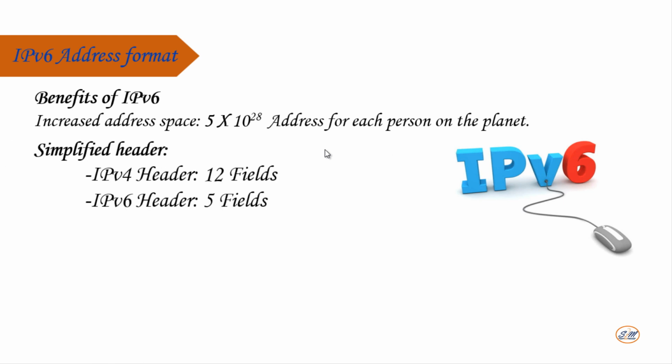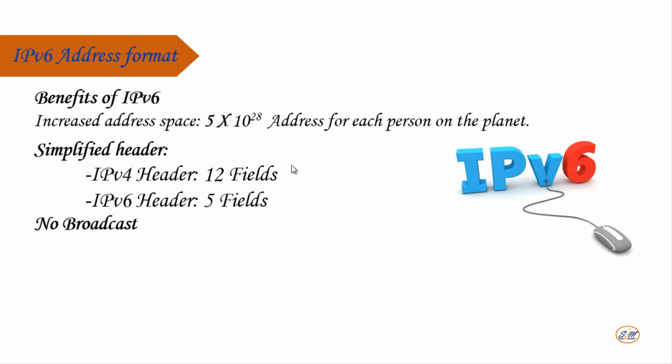And also, we have simplified headers with IP version 6. With IP version 4, we have 12 fields in the header, but in IP version 6, we have only 5 fields. And there will not be any broadcast feature with IP version 6; instead, IP version 6 uses a multicast group.